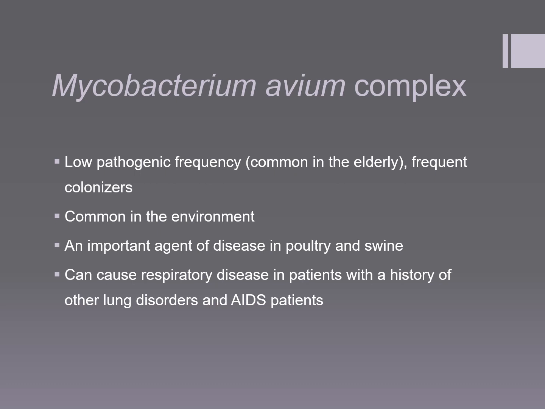Mycobacterium avium complex includes Mycobacterium avium and Mycobacterium intracellulare. These are organisms that have a low pathogenicity, but it is more common in the elderly, okay? And it is common in the environment. It's found in the soil, water, house dust, and they can be an important agent of disease in poultry and swine. They can be zoonotic bugs. There seems to be a close association with poultry and swine and Mycobacterium avium complex. It can also cause a respiratory disease in patients with a history of lung disorders and AIDS patients.